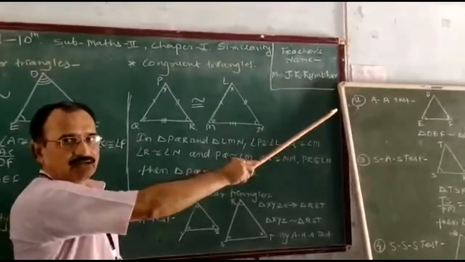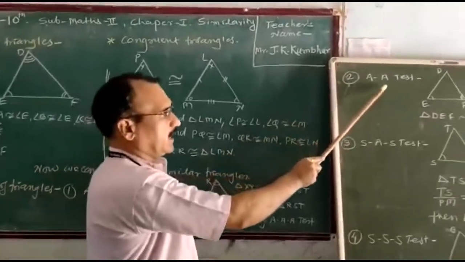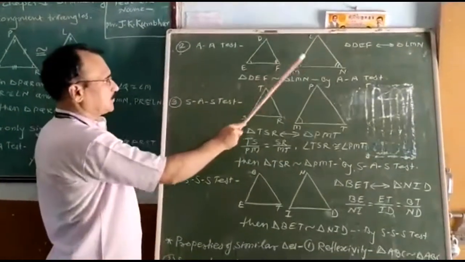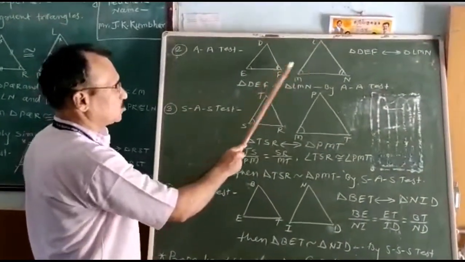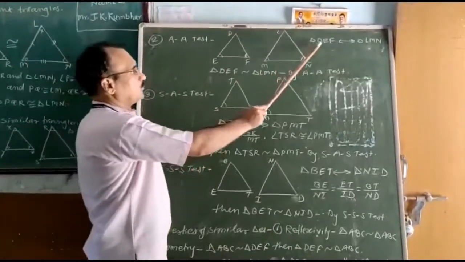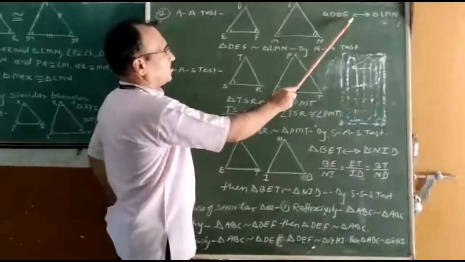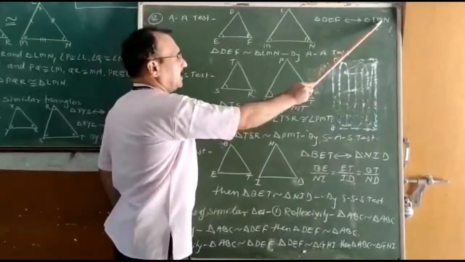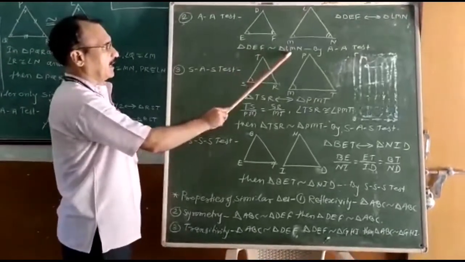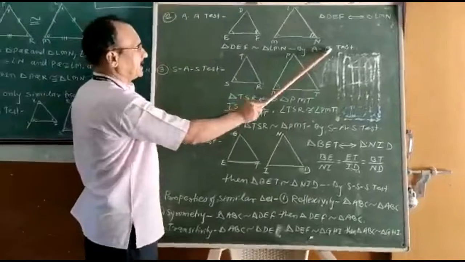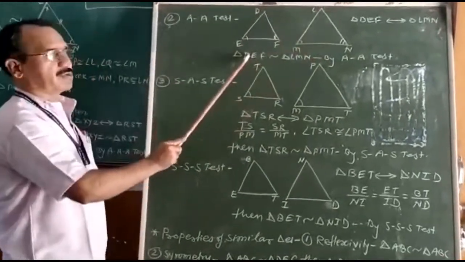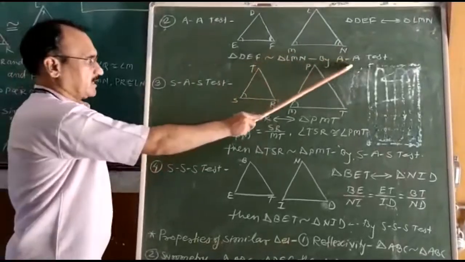Now the second test of similarity of triangles, that is the AA test. Again see these two triangles. Here these two angles are the same, these two angles are the same. That means the remaining angles are also congruent. According to the correspondence triangle DEF to triangle LMN, triangle DEF is similar to triangle LMN by the AA test, because a pair of two angles are congruent and therefore these two triangles are similar by this test.